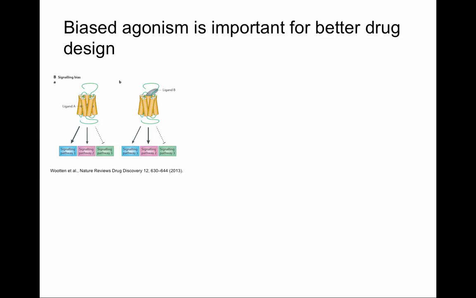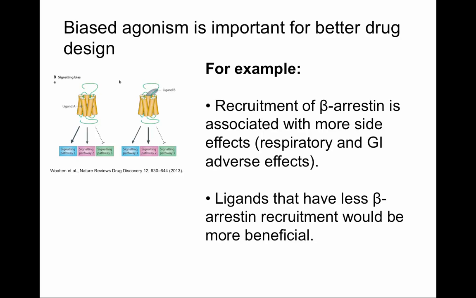Biased agonism is very important in drug development, and it's an important concept because it helps design better drugs. If one pathway leads to undesirable effects, such as an increase in side effects, minimizing activation of this pathway would be important. On the other hand, if one pathway is better at producing analgesia, preferentially activating that pathway would be desirable.